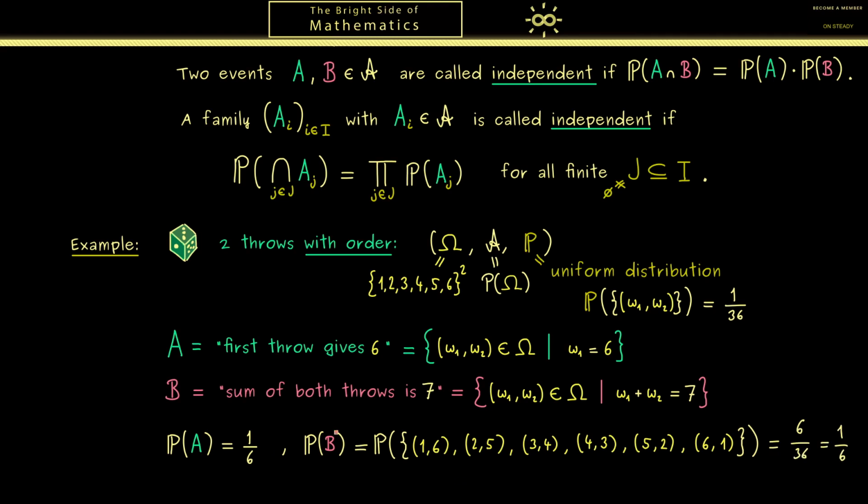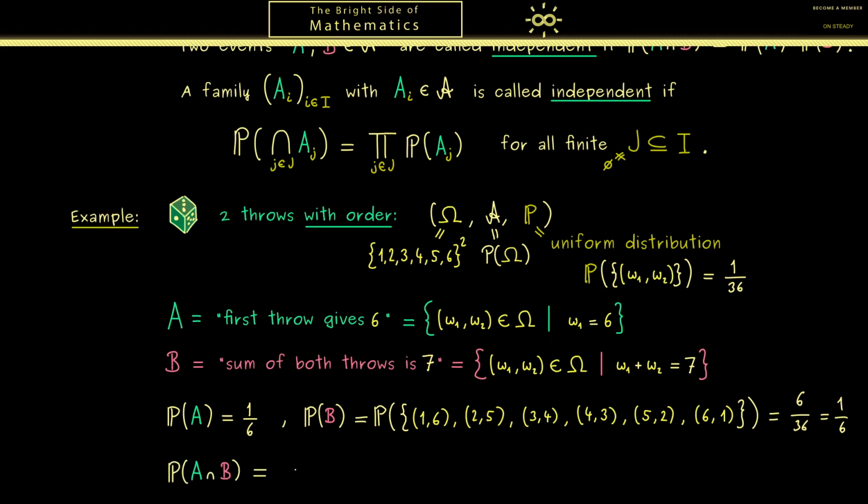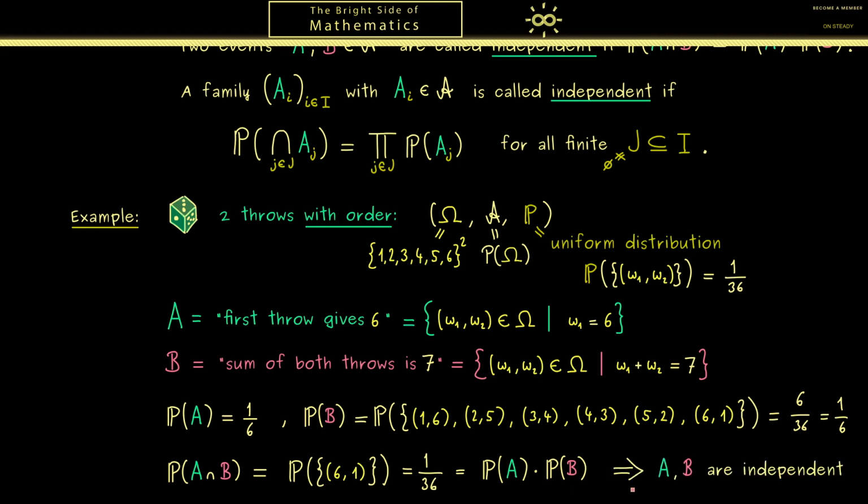So both events have the same probability, but this does not mean that they are independent. However, now using the definition, we can just check if they are independent. So let's simply calculate the probability of the intersection. So from all the elements in B, we have to take the ones that have a 6 at the first throw. And you see, we only find 1. Hence, the probability is 1 over 36, which is in fact the same as the product P(A) times P(B). Therefore, our two events A and B are independent.